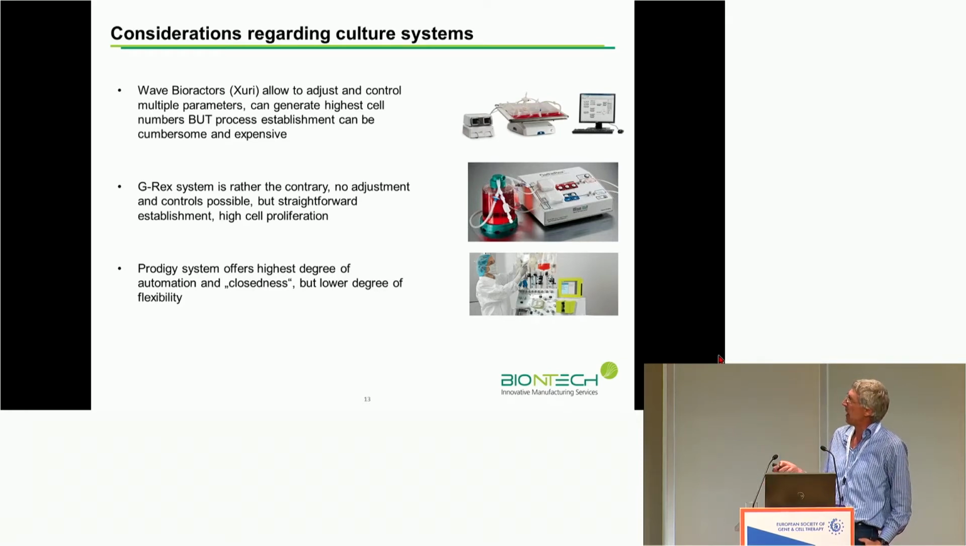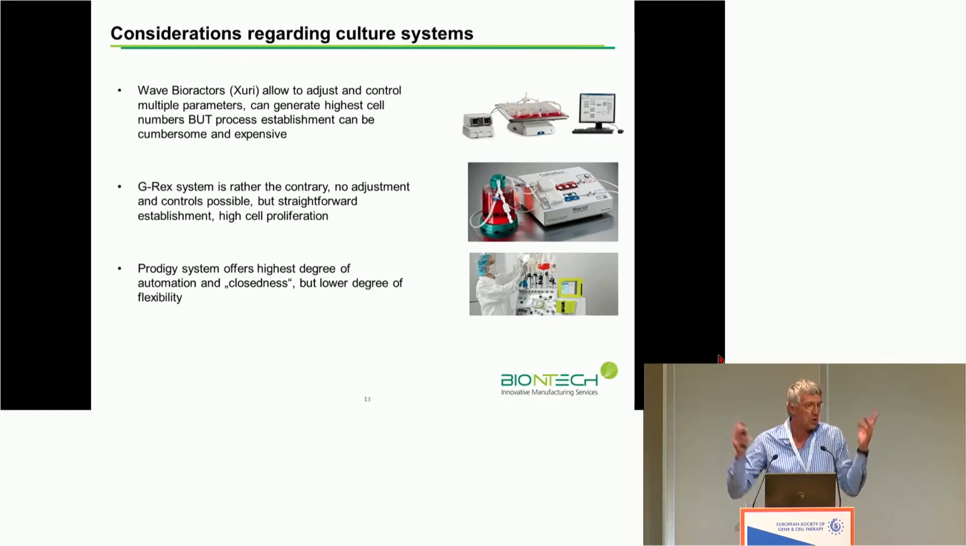And it gives very good cell numbers, very high proliferation, a very good phenotype, and very few handling steps. It's very easy to establish compared to this one. And then there's the Prodigy system. The Prodigy offers the highest degree of automation and also of closedness. You can really design a closed process with the Prodigy, but it comes at other expenses. It's an expensive machine, obviously.